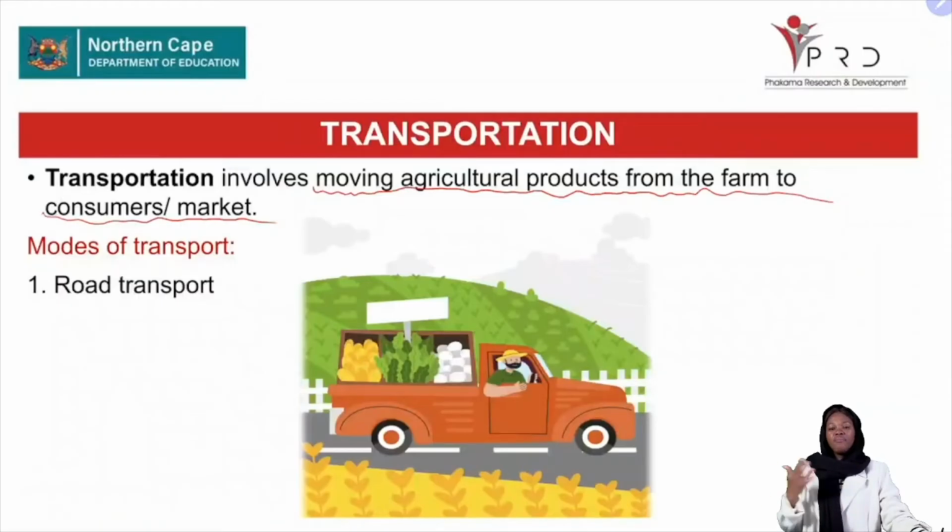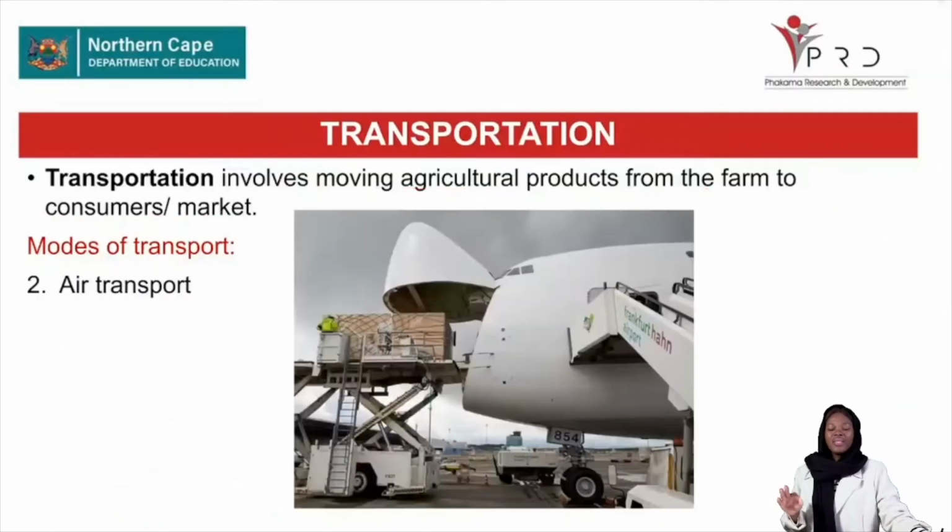Now, there are different modes of transport. Firstly, we have road transport. That includes trucks, motorcycles, buses, but I've never seen a bus carrying an agricultural product. Now, these are examples of road transport. Another mode of transport, we can name air transport. That includes the cargo plane, or we can say the aircraft.